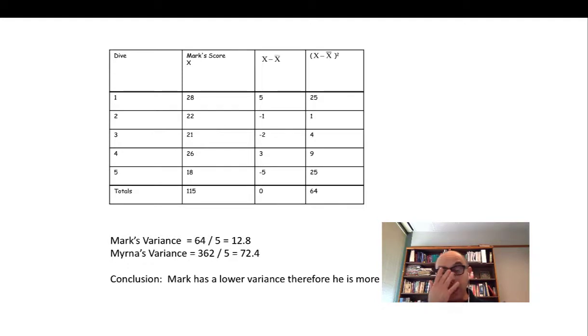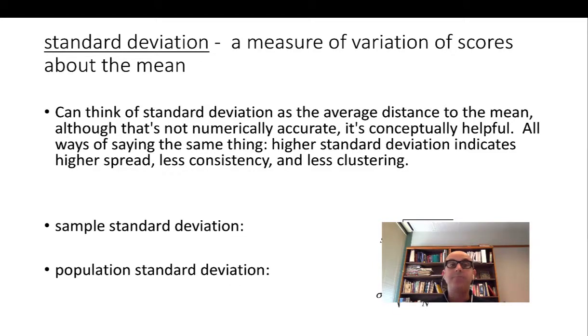Again, if we apply the more advanced analysis, we will see that Mark's variance versus Maria's variance is again different. Mark is 12.8 in comparison to 72.4. So Mark has a lower variance, therefore the value of his scores is more concise.